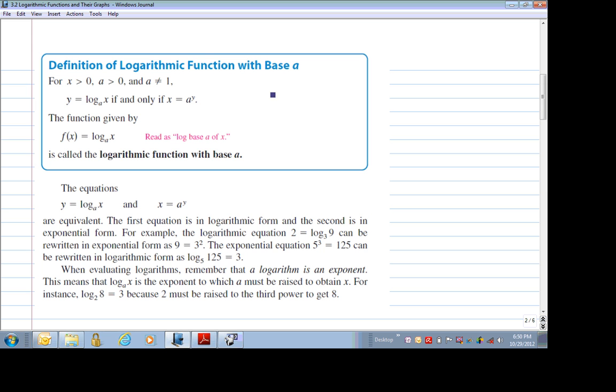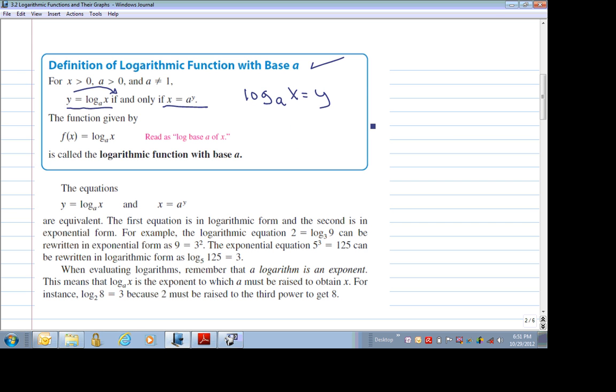Definition of logarithmic functions with base a. And again, these are the blue boxes out of your book that are so important. Look here: y equals log base a of x if and only if x is equal to a to the y power. Remember, they're inverses of each other, and we're going to take a look at that. I like to have my y on this side of my equation. I'll write log base a of x equals y.